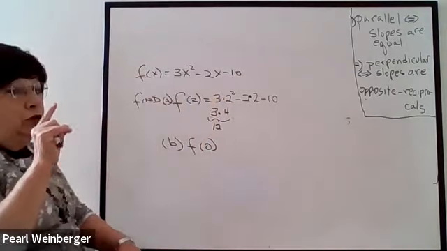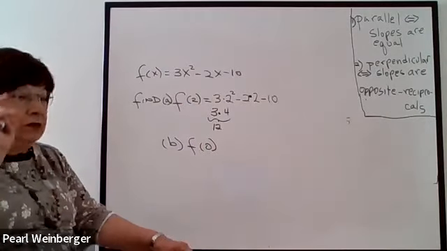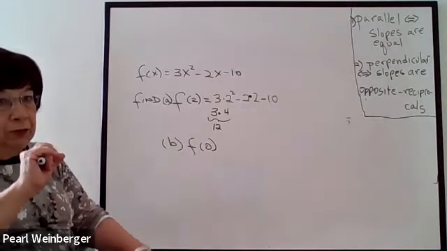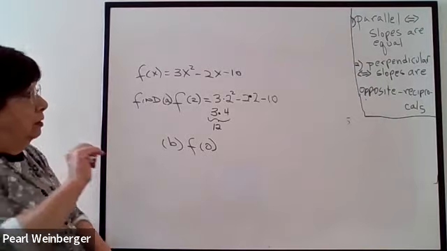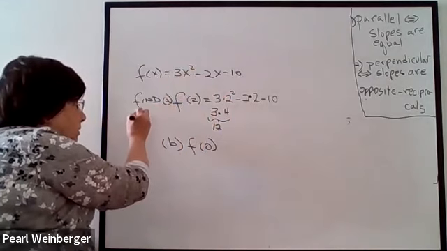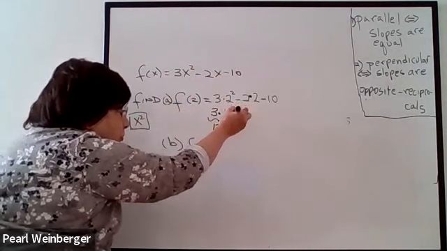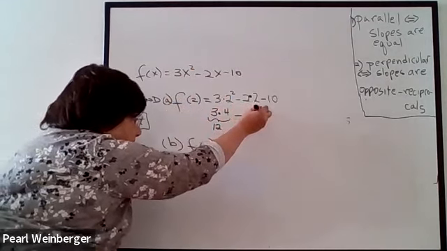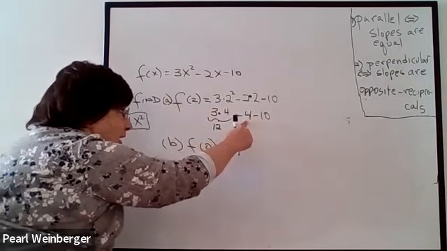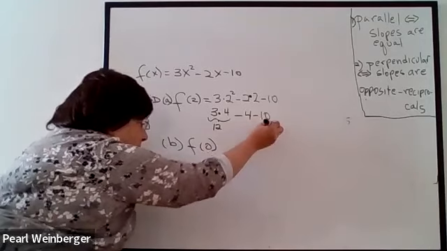You can do this in your calculator too. There's a button that says x squared, just press that after the 2, and it'll square it. Then we have minus 2 times 2, so that gives me minus 4, and minus 10. So 12 minus 4 is 8, and 8 minus 10 is negative 2. My final answer was negative 2.